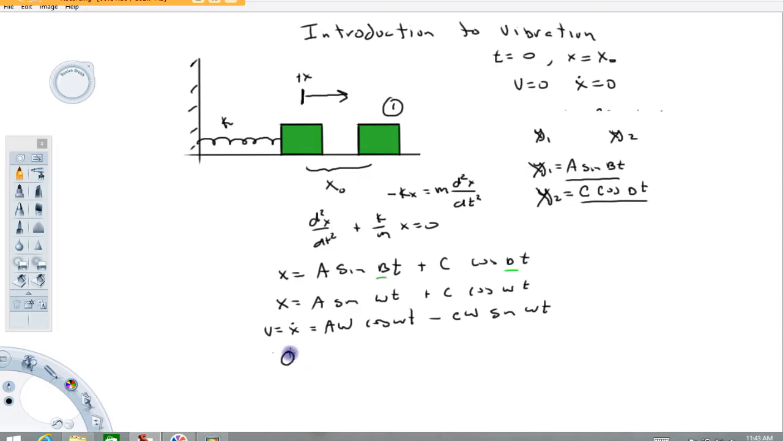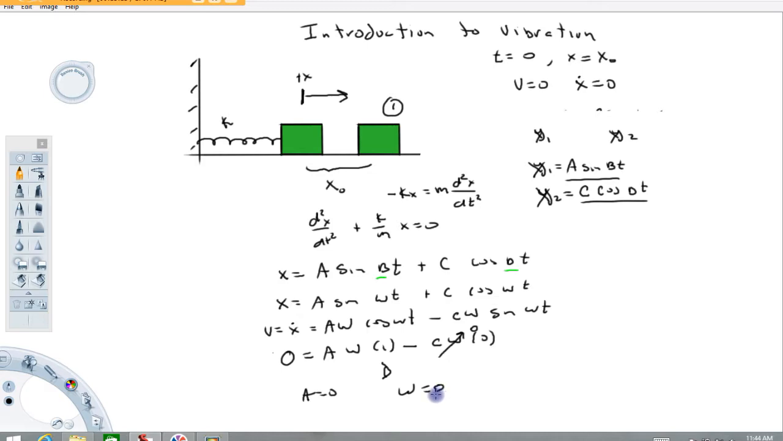So this is going to read 0 equals a times omega times 1, where the 1 is coming from the cosine of 0, minus c times omega times 0, where the 0 is coming from the sine of 0. And you notice that this term is gone. By inspection, we have a times omega equals 0. So this has two possibilities: either a equals 0 or omega equals 0.